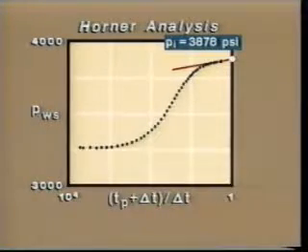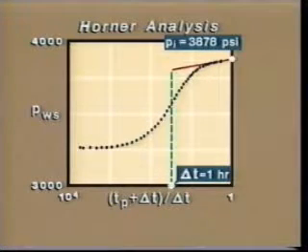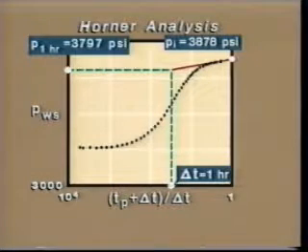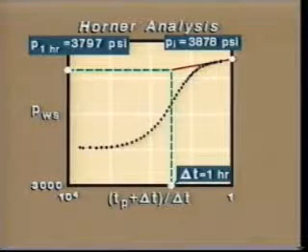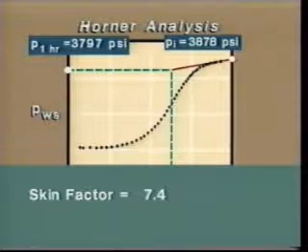We may also estimate the skin effect by finding the value of pressure along the straight line when the well has been shut in for 1 hour. We see the extrapolation here. The 1 hour shut-in pressure is equal to 3,797 psi. Using this value and the appropriate equation, which appears in your manual, the skin factor is calculated to be 7.4, a positive value.